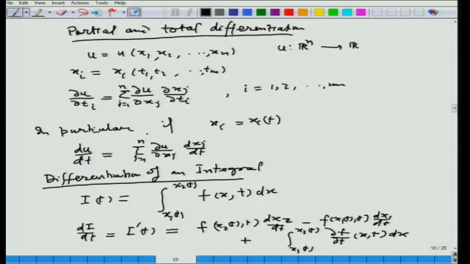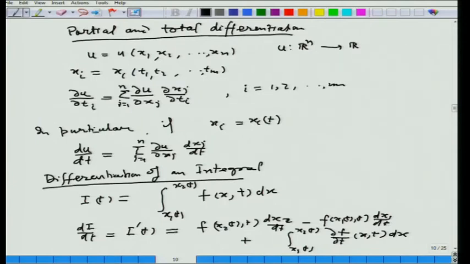So this can be defined like this: I prime t is f of x2 t comma t, dx2 over dt, minus f of x1 t comma t, dx1 over dt, and then the integral from x1 to x2 of del f over del t of x t dx. That is what we will have here. So the first term is f of x2 t comma t dx2 over dt minus f of x1 t comma t dx1 over dt.